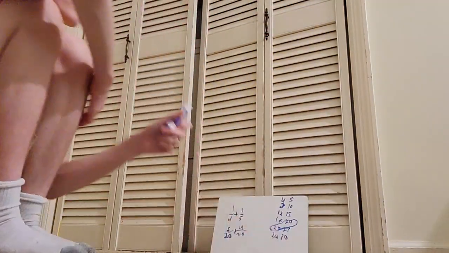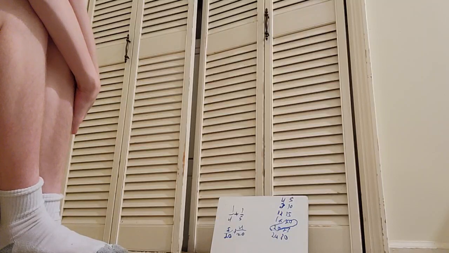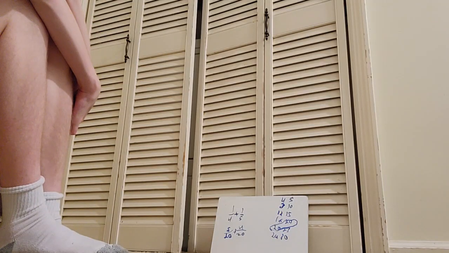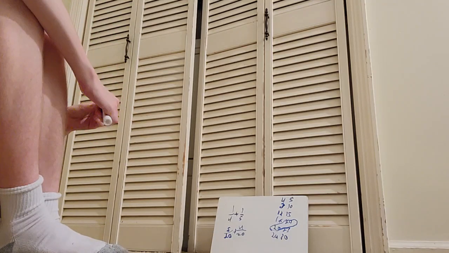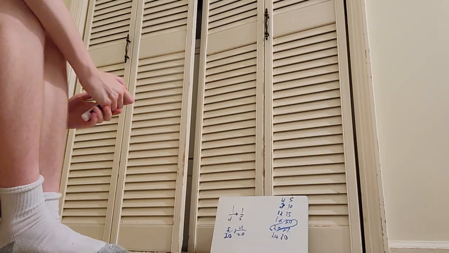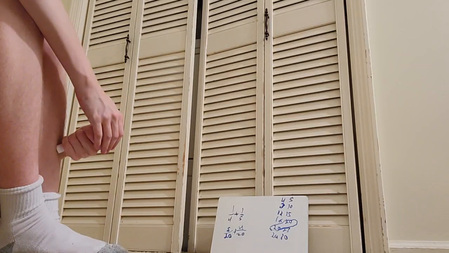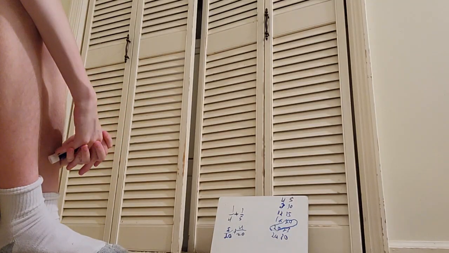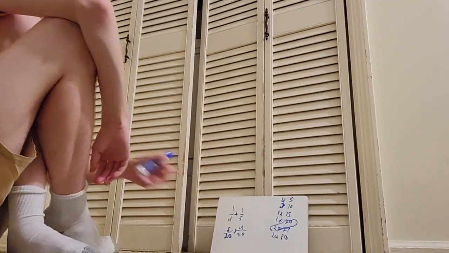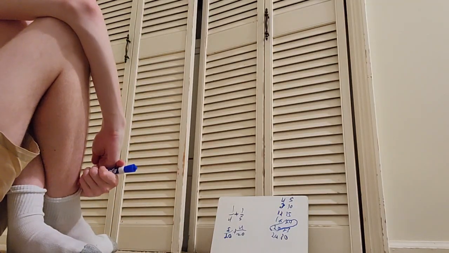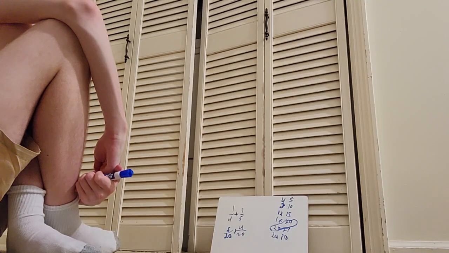So how do we add fractions? If we have a common denominator, we add across the top and keep the bottom. Okay, so what is this? So what is 5 over 20 plus 4 over 20? 9/20ths. All right.